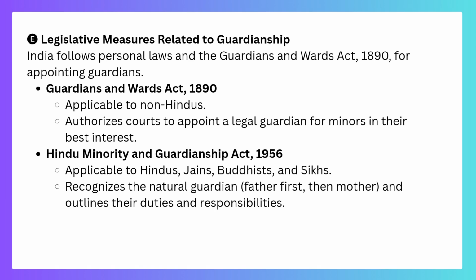Legislative measures related to guardianship. India follows personal laws and the Guardians and Wards Act, 1890, for appointing guardians. Guardians and Wards Act, 1890. Applicable to non-Hindus. Authorizes courts to appoint a legal guardian for minors in their best interest.